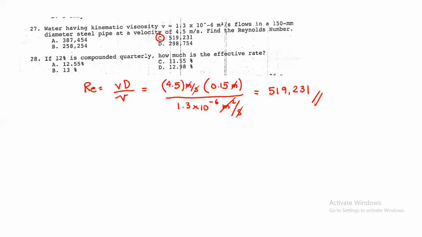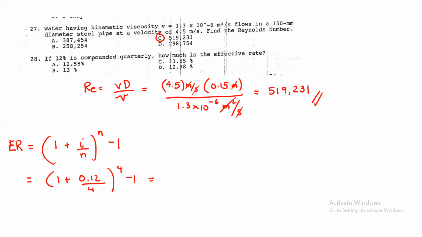The next, 28. If 12% compounded quarterly, how much is the effective rate? This number 28 is quite easy. So, 1 plus i over n, raised to n, minus 1. We just substitute. This is the effective rate. 1 plus, our i is 0.12 divided by 4, raised to 4, minus 1. So, that is equal to 12.55%. The answer is letter A.